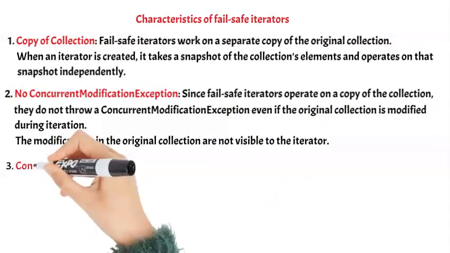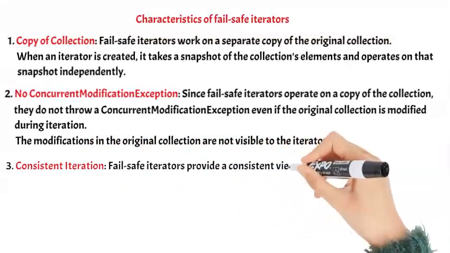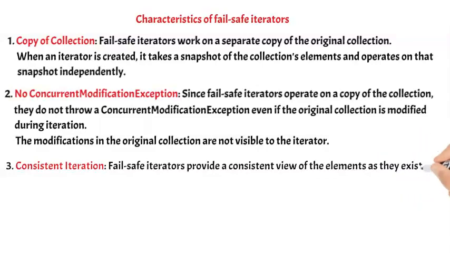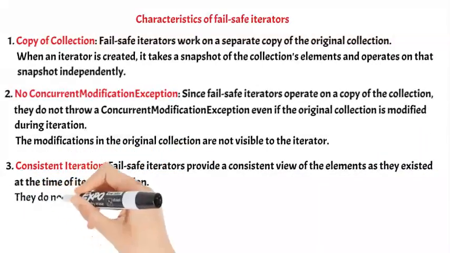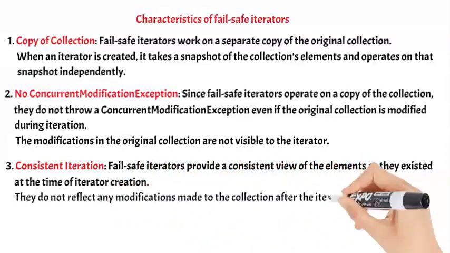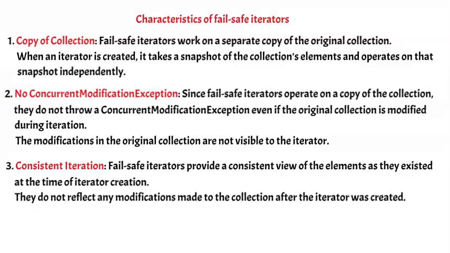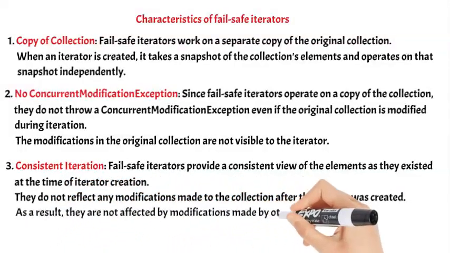3. Consistent iteration. Fail-safe iterators provide a consistent view of the elements as they existed at the time of iterator creation. They do not reflect any modifications made to the collection after the iterator was created. As a result, they are not affected by modifications made by other threads.